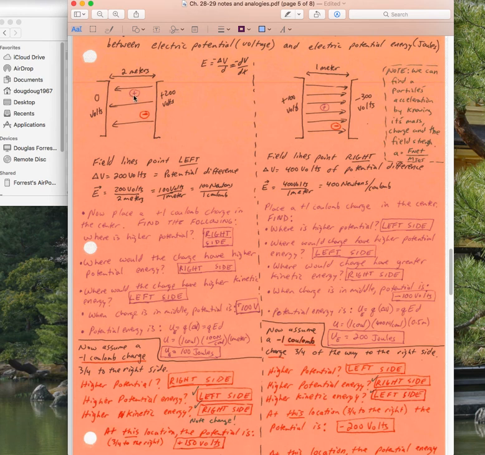In other words, if I start this in the middle and I want to get it over here, I'm going to have to push it over there. Pushing in the direction of motion, that would increase its electric potential energy. So you probably could define this as having 0 electric potential energy over here.